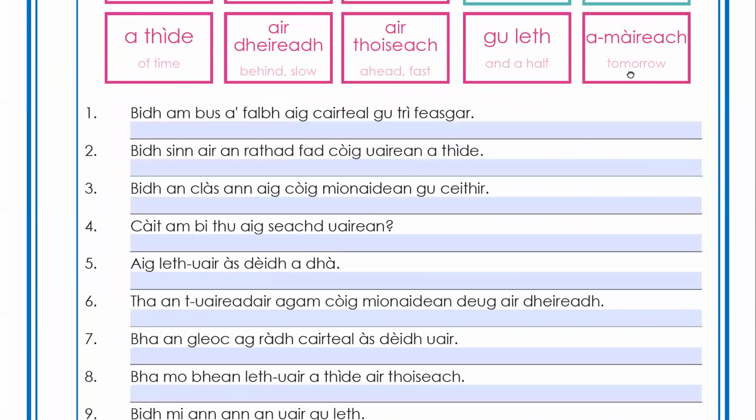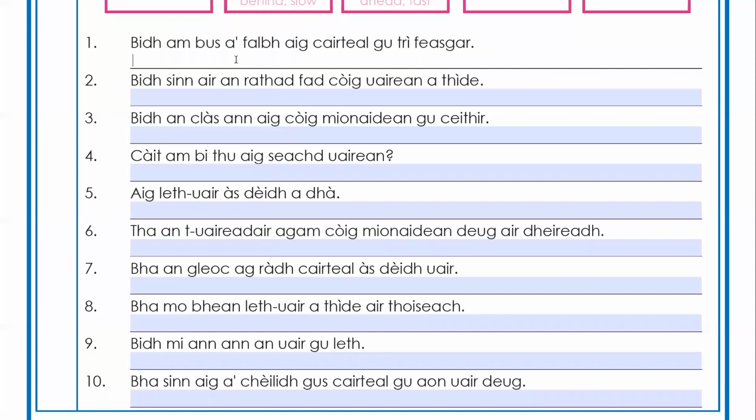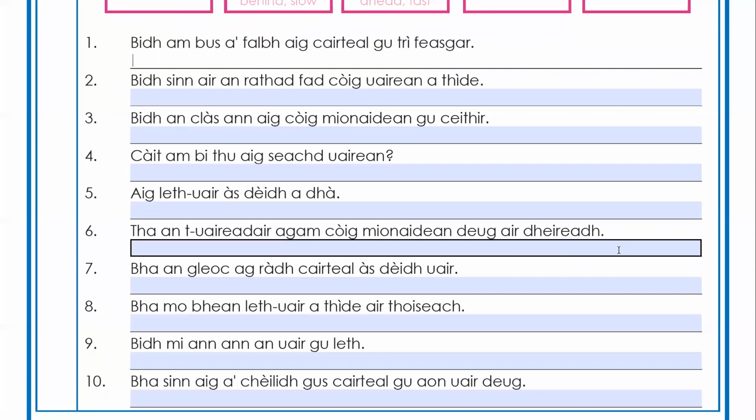So that's some of the vocabulary. We'll now look at some sentences. And in these sentences, we're translating from Gaelic into English. So, bí an bus a fallóh ag carstal go trí fescar. If you want to have a go at translating that, you can pause the video. But the bus will be leaving at a quarter to three in the afternoon.